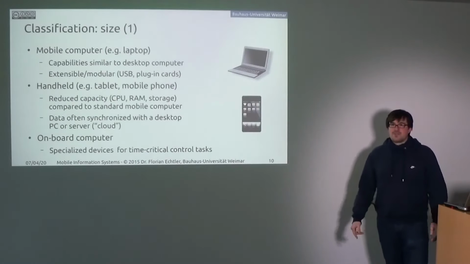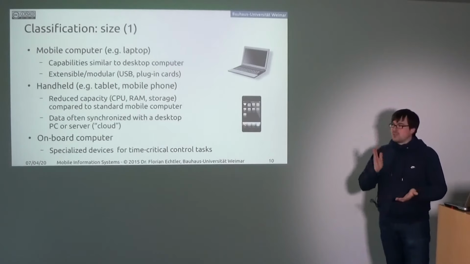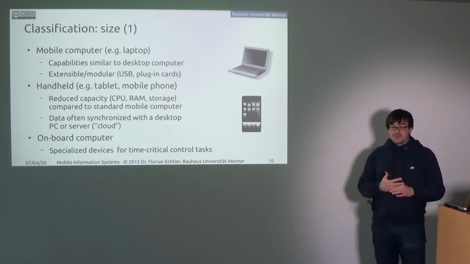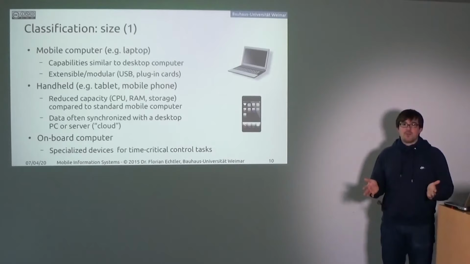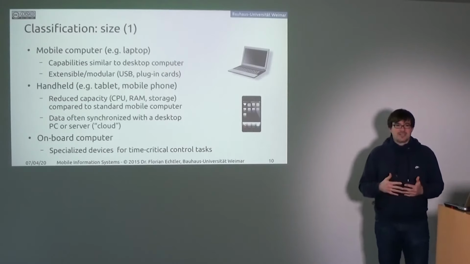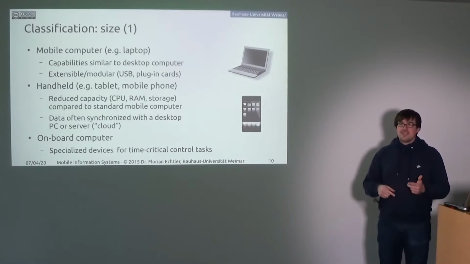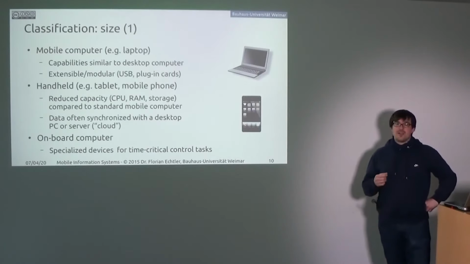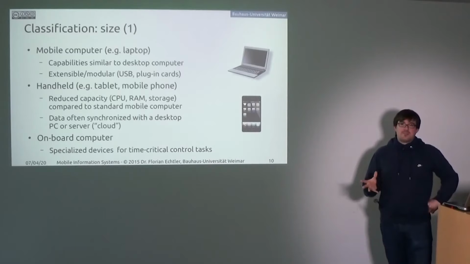All right, so the easiest way to classify mobile devices is by just looking at the size. At the large end of the spectrum, so to say, we have something like a regular laptop, which is let's say a 17 or even maybe 19-inch display and can be pretty large. It has more or less the same power as a desktop computer, so you can have a dedicated GPU, you can have a big battery, you can extend it with USB and other plug-in cards and so on. So this is relatively close to a desktop computer, but it's also quite large.